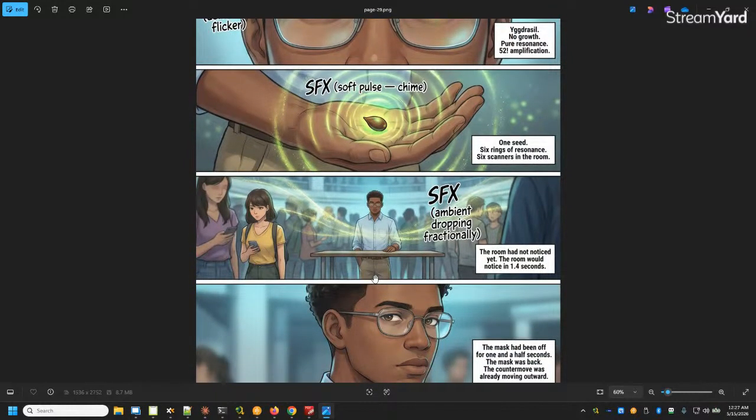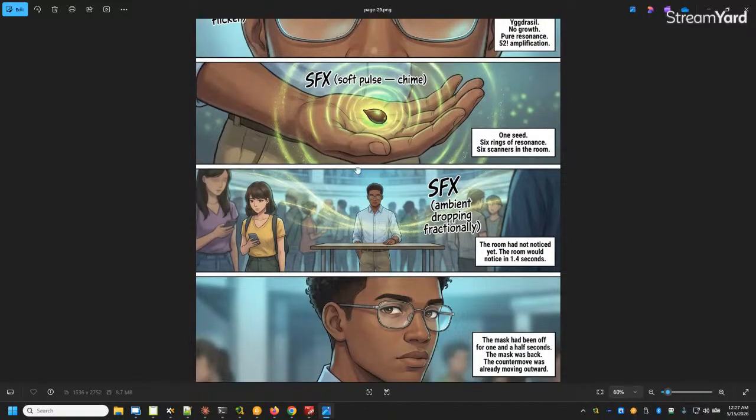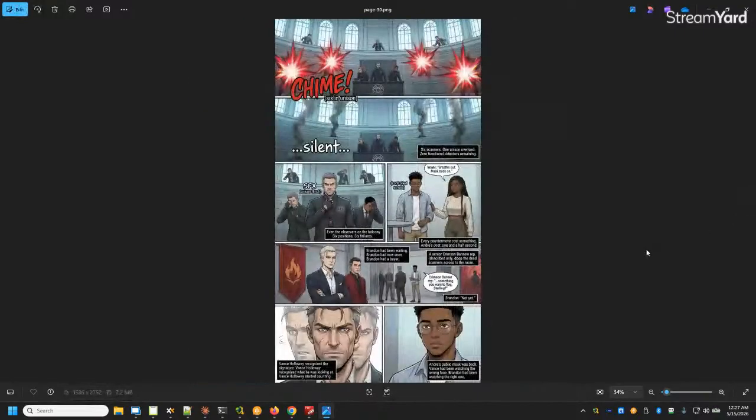The room had not noticed yet. The room would notice in 1.4 seconds. The mask had been off for 1.5 seconds. The mask was back. The counter move was already moving forward. Oh, he's up to something. What is he gonna do with it? What is he gonna do?